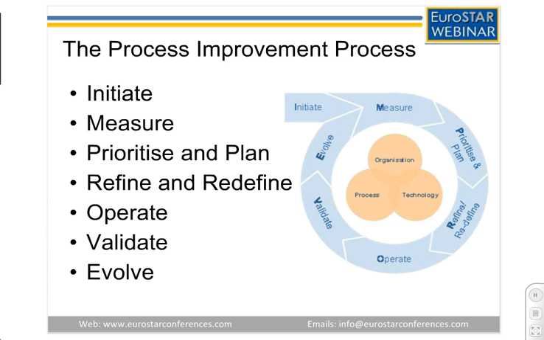So having understood that, we now need to think about how we're going to physically organise ourselves. A model we use within Experimentus is a model called IMPROVE: Initiate, Measure, Prioritise, Define and Plan, Operate, Validate, and Evolve. So what I'll do now is go through the first three of these: Initiate, Measure, and Prioritise and Plan, as we believe they're probably the most important parts of this process if you're going to succeed. So let's have a quick look at Initiate.